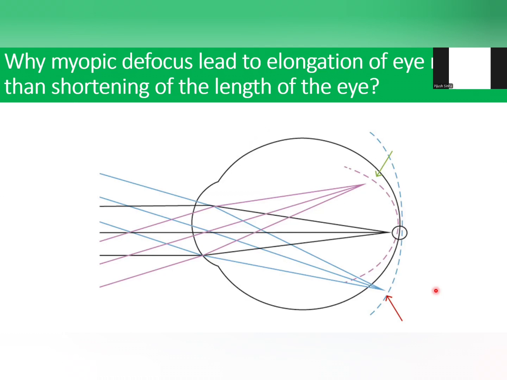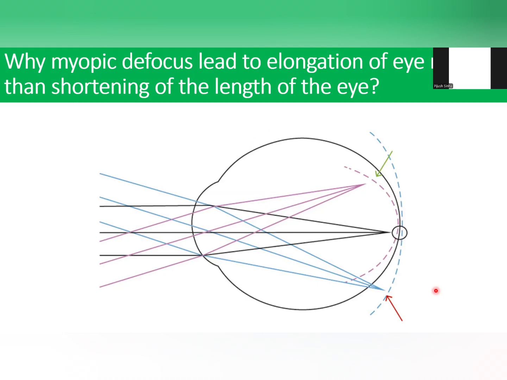Now here is the growth signal. The peripheral retina sends a biochemical signal that promotes eye elongation. This occurs because the brain interprets that defocus as a need for the eye to grow longer to achieve clearer distant vision. Essentially, the brain thinks that the eye needs to stretch or elongate to bring the peripheral image into focus, even though this leads to worsening of the myopia.